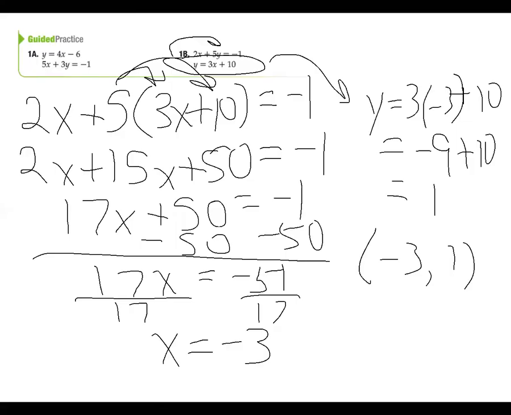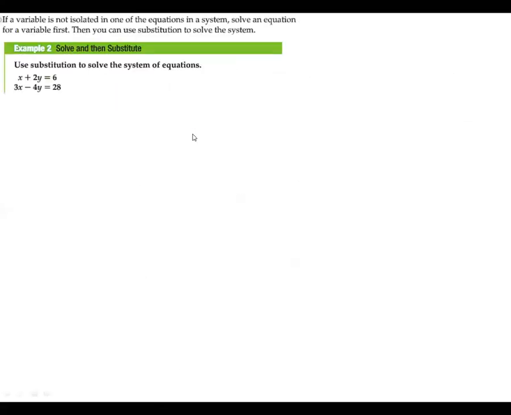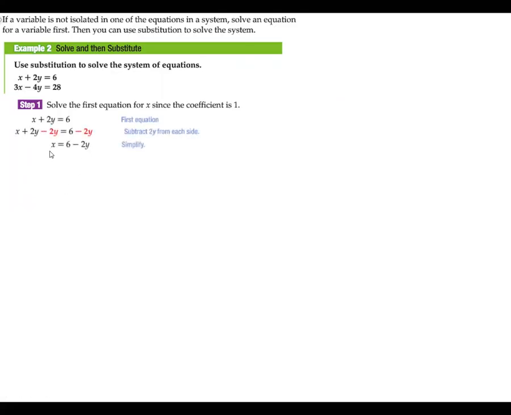All right? So if a variable is not isolated in one of the equations in the system, solve an equation for a variable first, then you can use substitution to solve the system. So the first equation has a coefficient of 1 in front of the x. Like I said earlier, if one of the variables has a coefficient of 1, solve it for that one. So you would take that equation, subtract 2y from both sides, and get x in terms of y. In other words, it's solved for x. x equals 6 minus 2y.